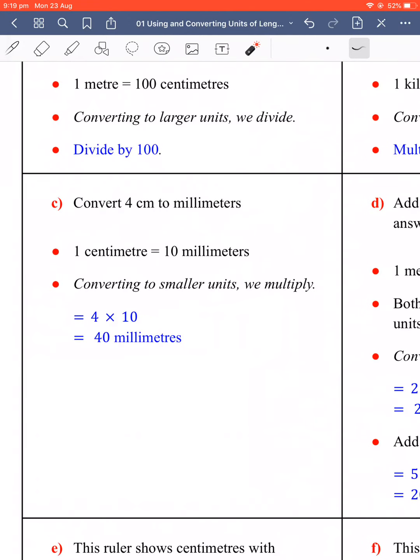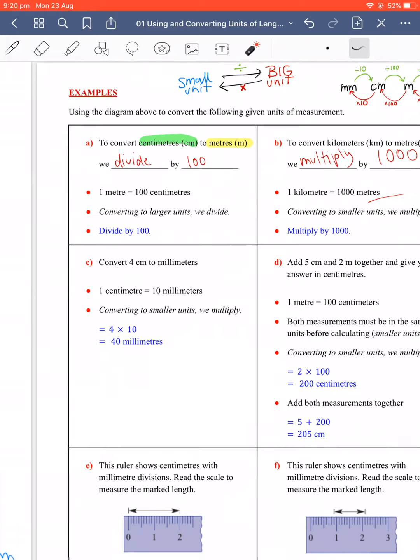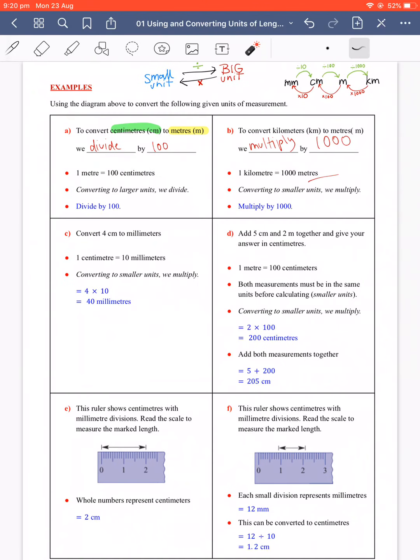Okay, hopping on to the next question we have here. We're converting 4 centimeters to millimeters. So if I'm starting off with centimeters and I'm going to millimeters, I'm actually going down, which means I'm going to need to multiply. So I'm actually going to be multiplying by 10. So if you just double check up top, I'm going from centimeters to millimeters, so I am going to be multiplying by 10. And again, I'm converting to smaller units, so I am going to multiply.